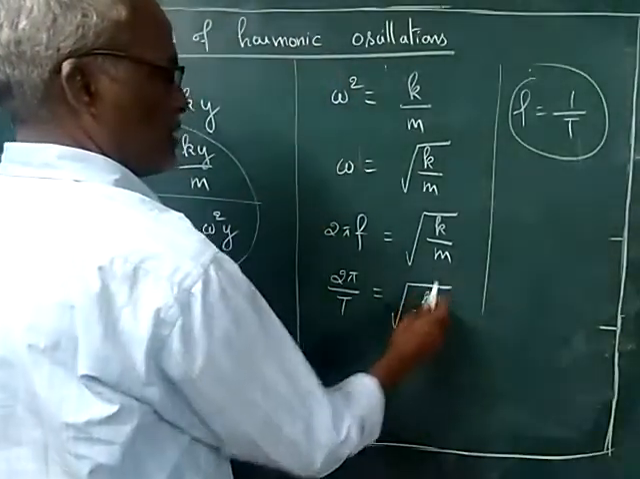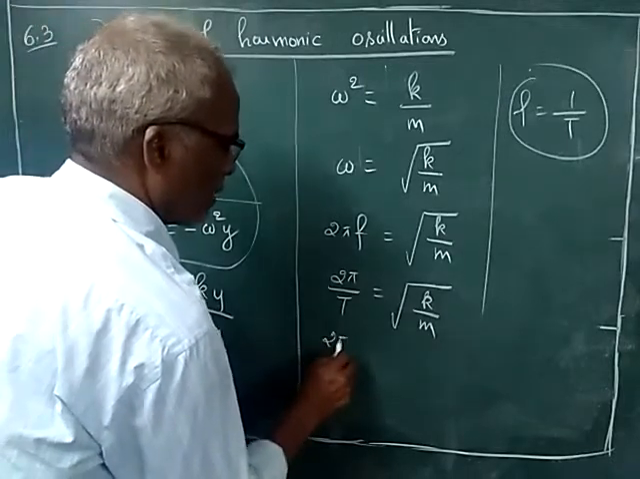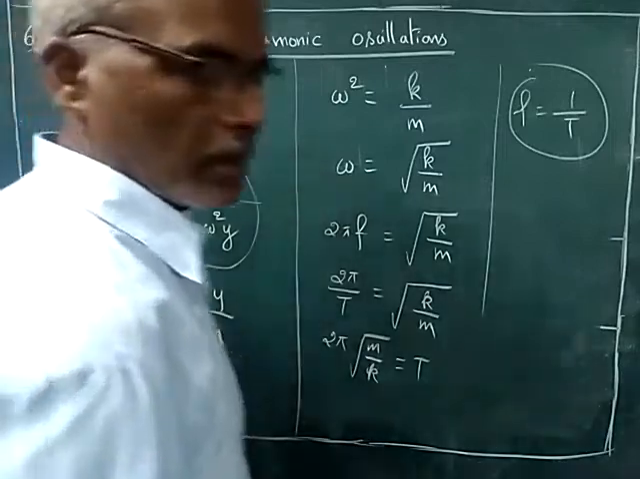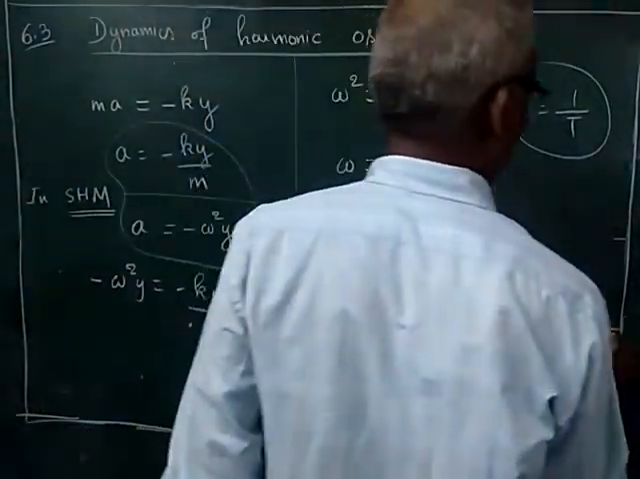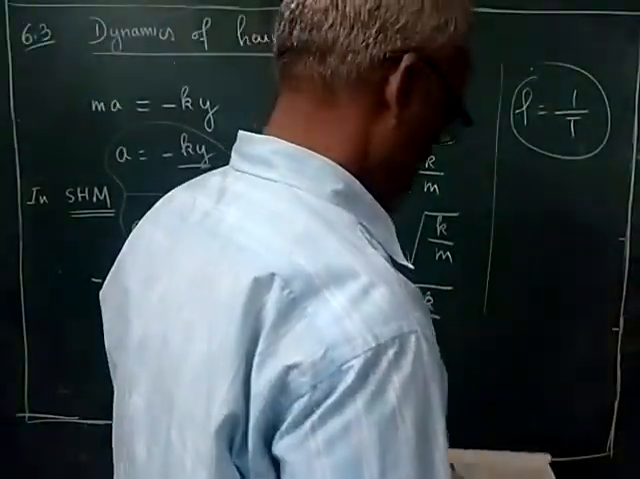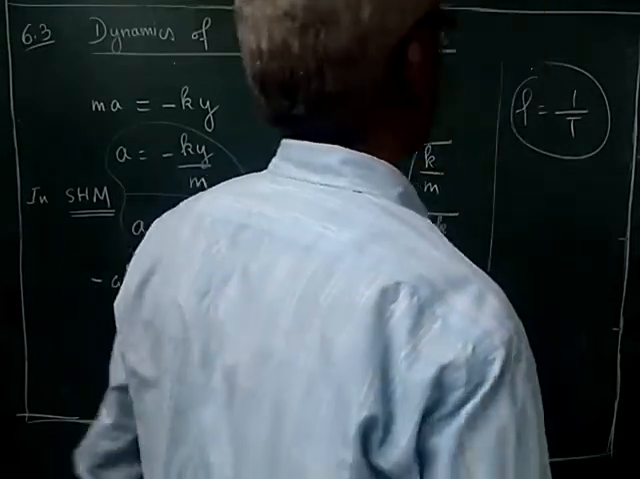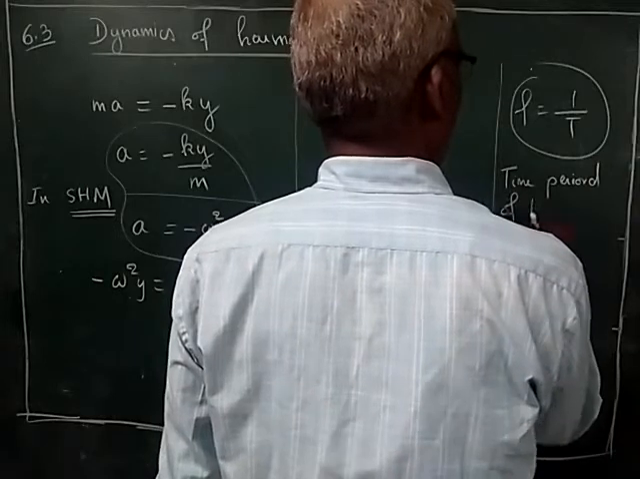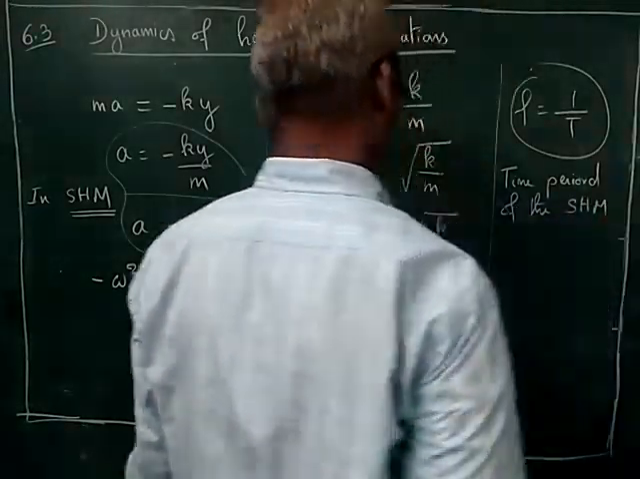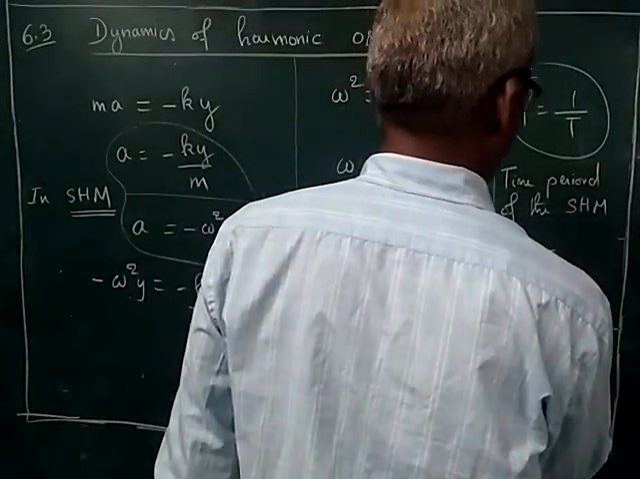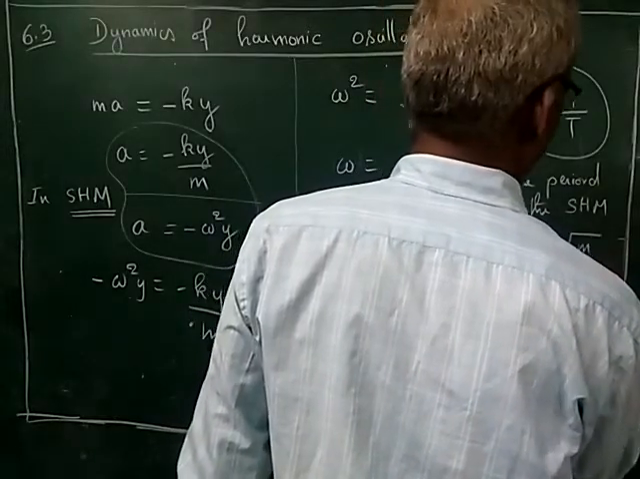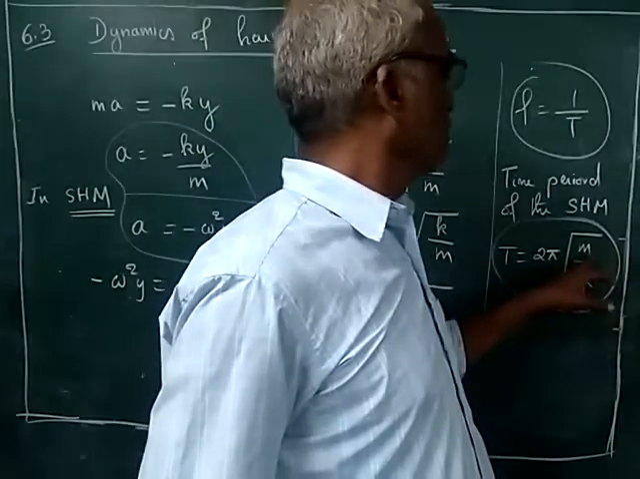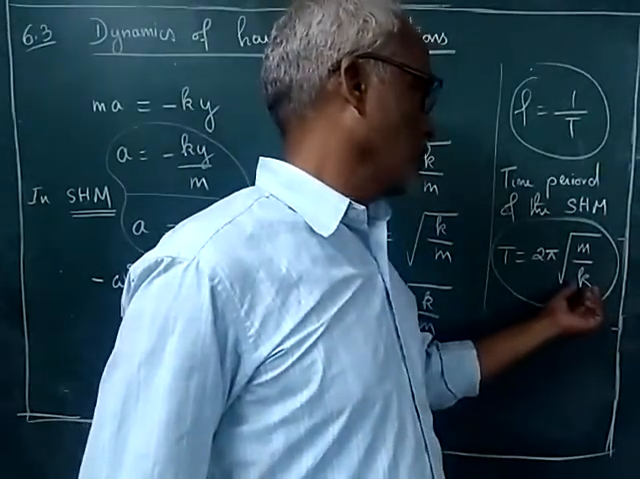Bring this T to this side and move these terms to the other side. So 2 pi square root of m by k is equal to T. That is, the time period of simple harmonic motion of the particle is given by T equal to 2 pi square root of m by k. That is, it depends on the mass of the particle and the spring constant or force constant.